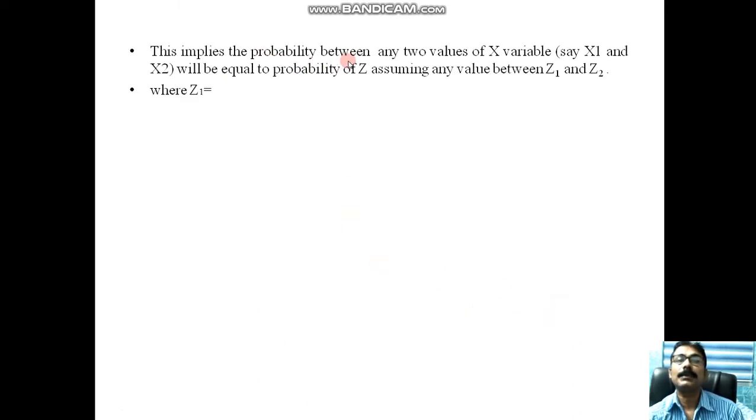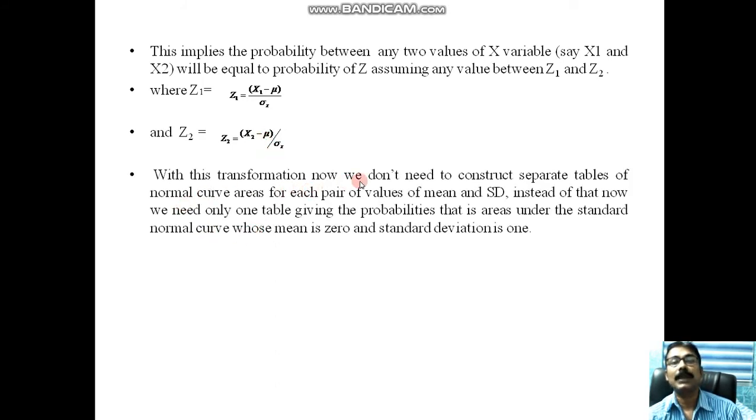Now this implies the probability between any two values of the x variable, say x1 and x2, will be equal to the probability of z between two values z1 and z2, where z1 equals x1 minus mu by sigma x, and z2 equals x2 minus mu, that is the mean value, by sigma x, the standard deviation. With this transformation, we don't need to construct separate normal curve tables for each pair of values of mean and standard deviation. Instead, we need only one table giving the probabilities, that is, the areas under the standard normal curve whose mean value is 0 and standard deviation is 1.